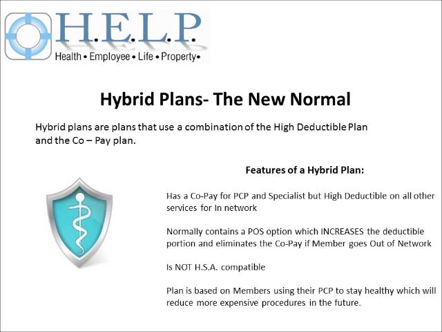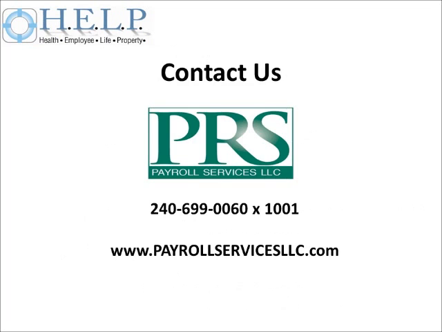Hybrid plans also provide a component which allows the member to go out of network. A hybrid plan is also called a POS plan because of this feature. If a member goes out of network, normally services are subject to the deductible and have a co-insurance portion once the member meets his deductible. The hybrid plan is not HSA compatible. This plan was designed to allow the member to use basic medical services such as the PCP to prevent expensive procedures in the future. The plan can be summarized as an ounce of prevention is worth a pound of cure.